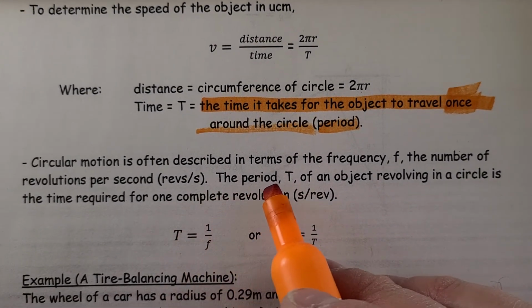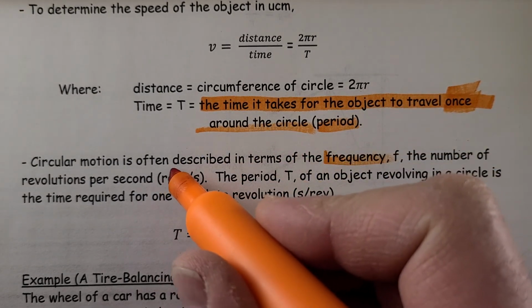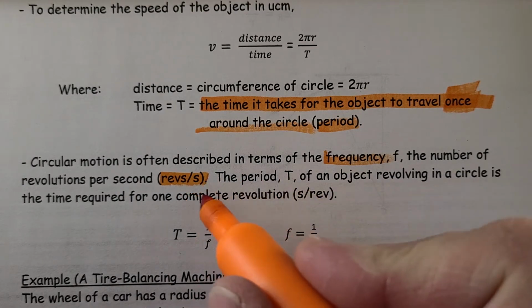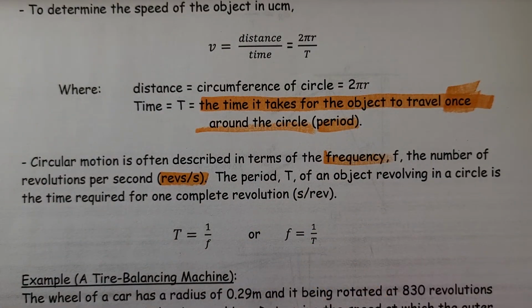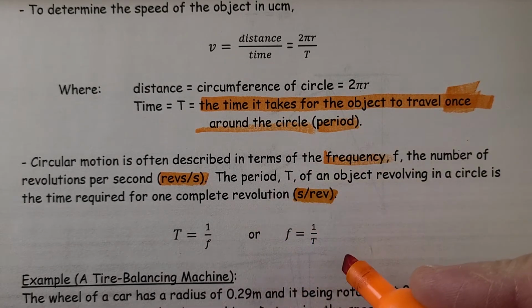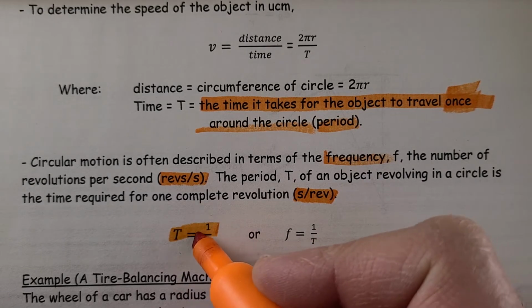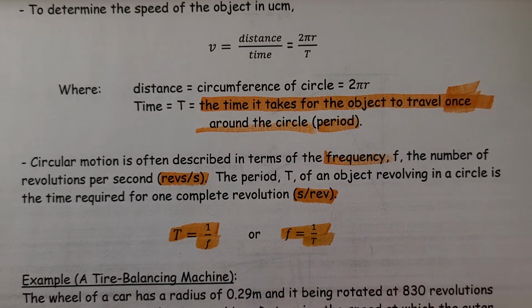Circular motion is often described in terms of frequency, which is the number of cycles per second, or in our case, complete revs per second. And period, which is the reciprocal of that, how many seconds it takes to make one rev. And if you remember from Physical Science 20, these are the relationships between frequency and period.